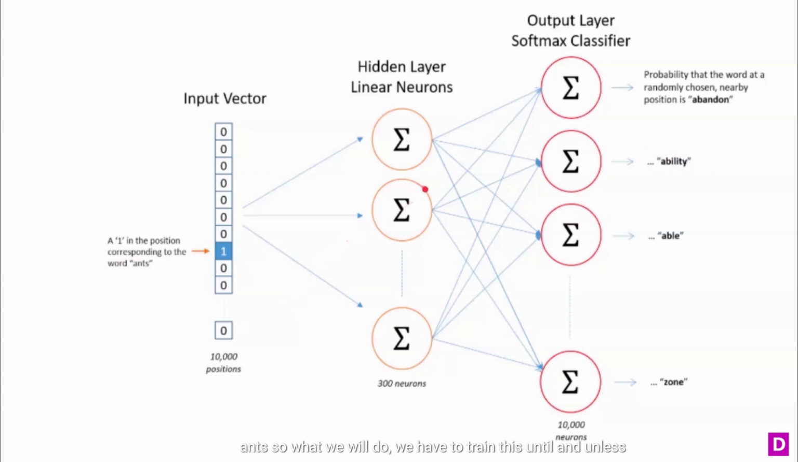We have to train this until we get proper contextual words. We have to pass different sets of sentences or words again and again to this whole neural network in order to train the complete hidden layer, in order to learn the weights associated with each of the words.